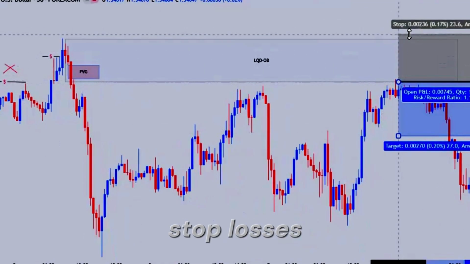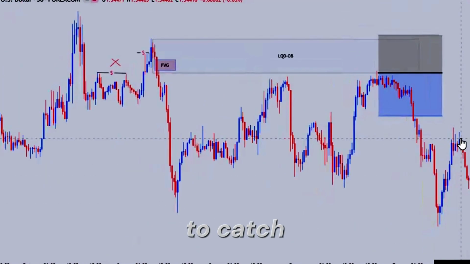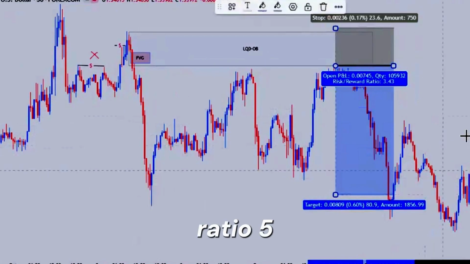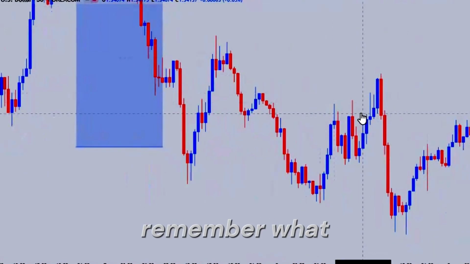And you keep your stop losses around 23 pip, which is okay as a day trader. And where you want to catch, maybe 1:2 or 1:5. So this is a clean 1:3. This is the second example. Remember what we did the first time?